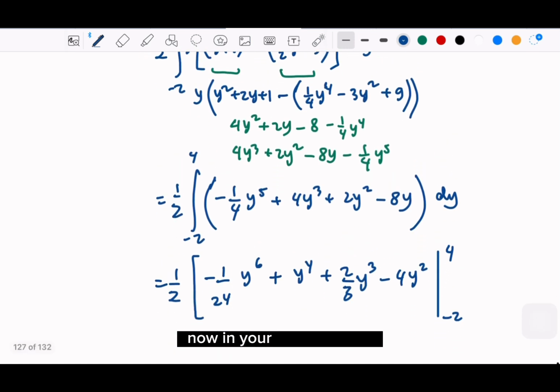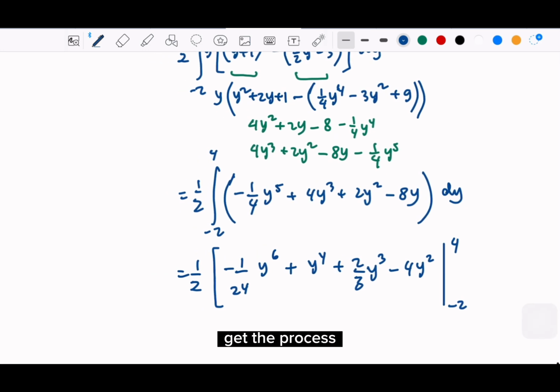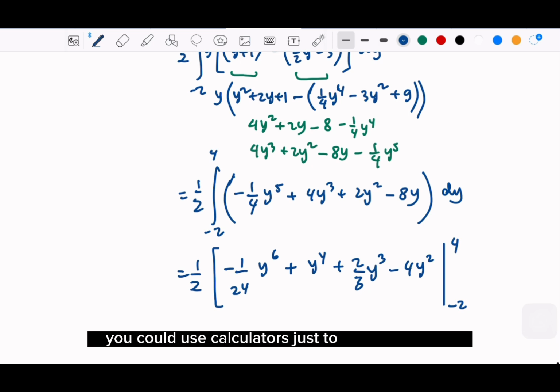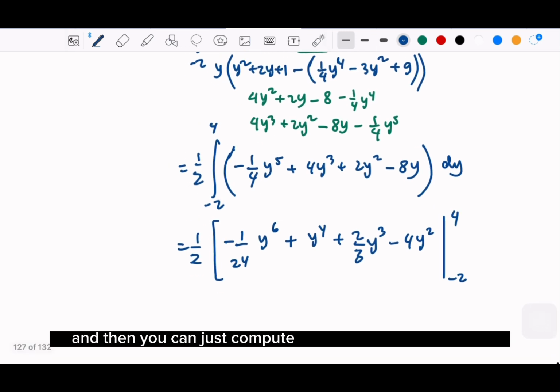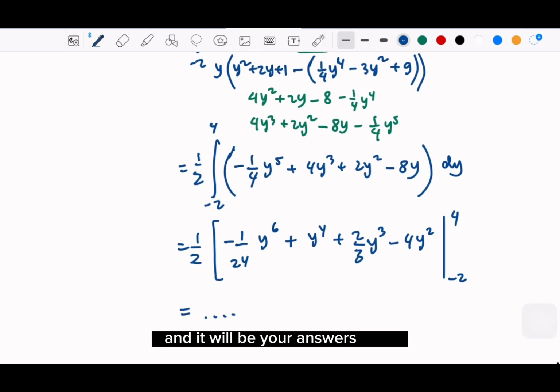Okay, now in your answer sheet, this is what I would like to see: the process. At the end of the process, you could use calculators, just to plug in this part. Or even if you are having trouble until here, you can try just to use a calculator. I think this is still okay, because this is just a direct computation, right? It's direct computation, so it's still okay if you're using a calculator. And you can use a calculator in your finals, so you can bring one at least to solve this computation at the end. Then you can just type it in your calculator, and it will be your answer.